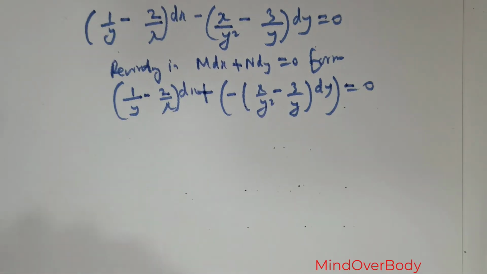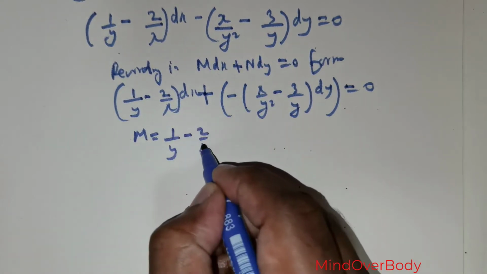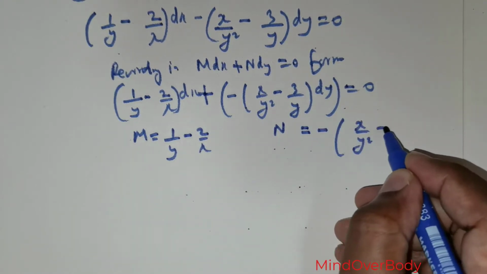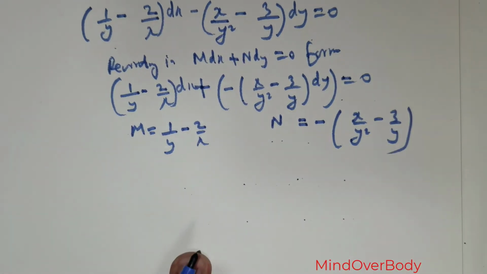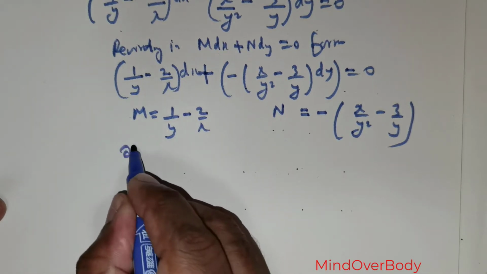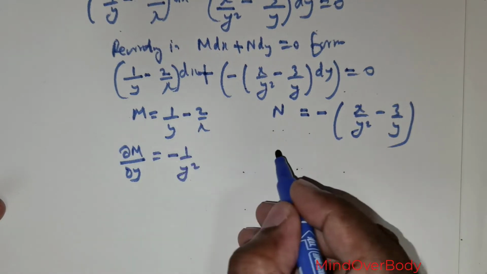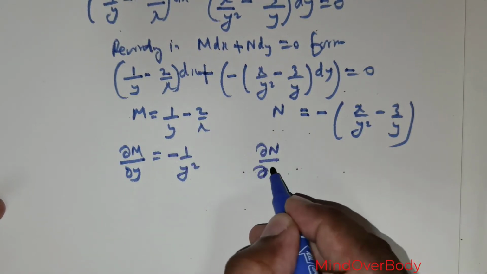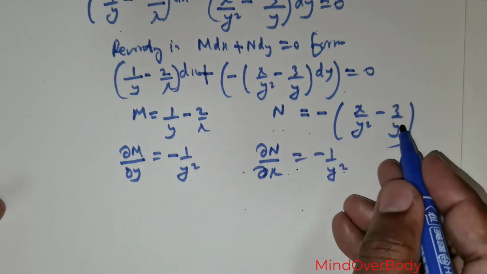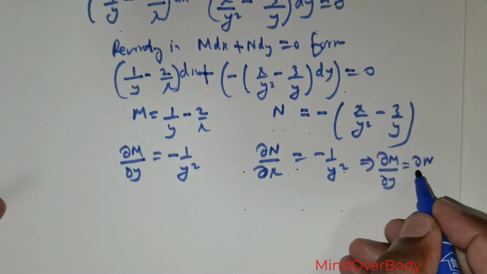So from here I can state that my M is equal to 1 over y minus 2 over x, and my N is negative of x over y squared minus 3 over y. Now we have to find the partial of M with respect to y. This is going to give me negative 1 over y squared. Now the partial of N with respect to x is also going to give me negative 1 over y squared.